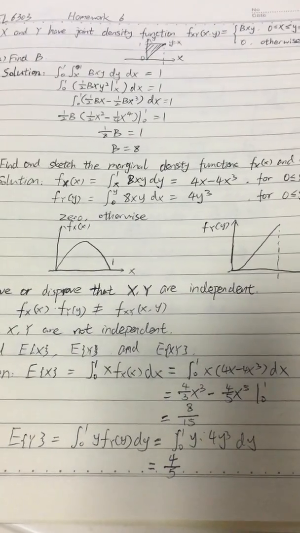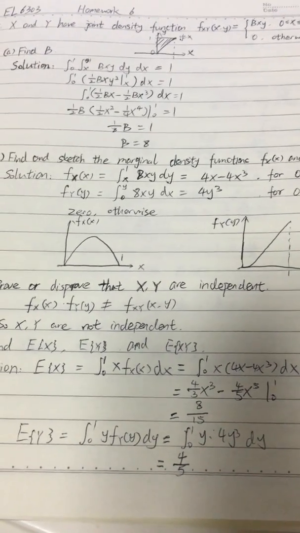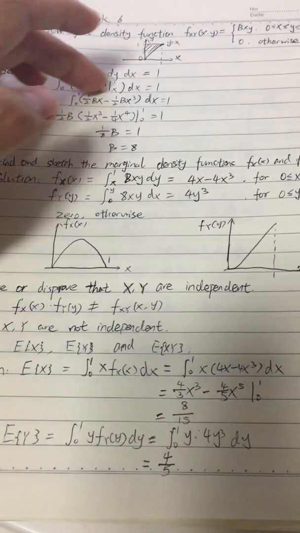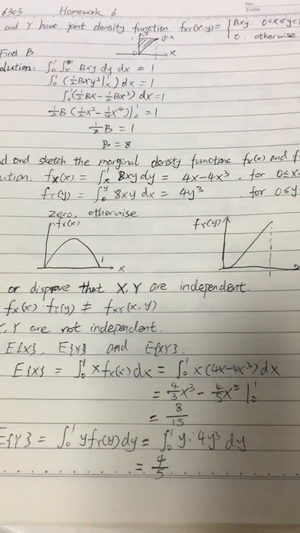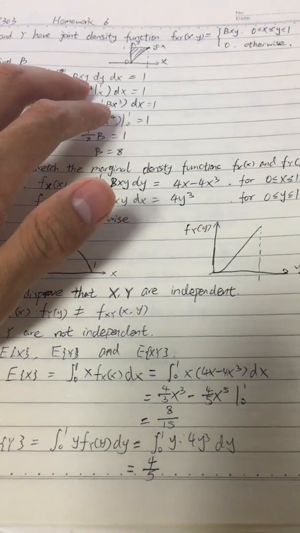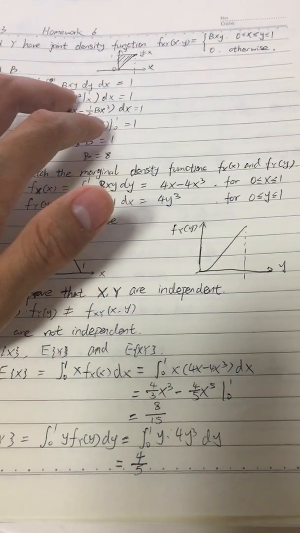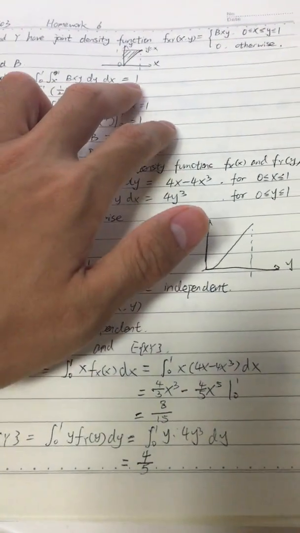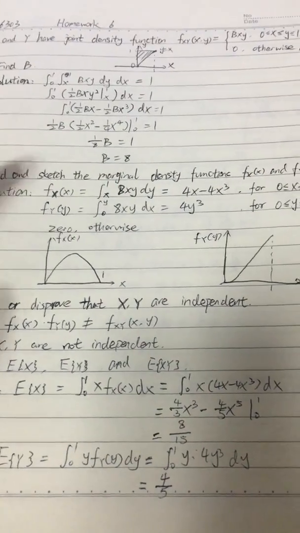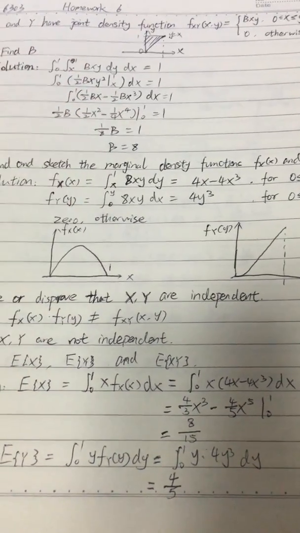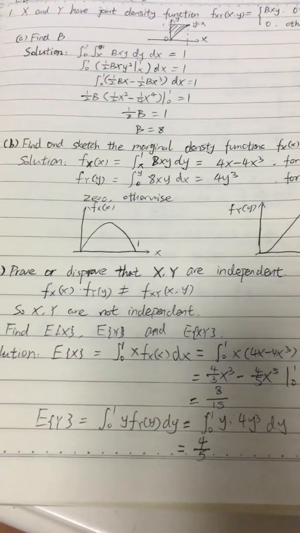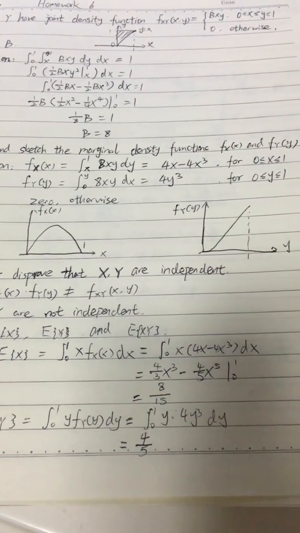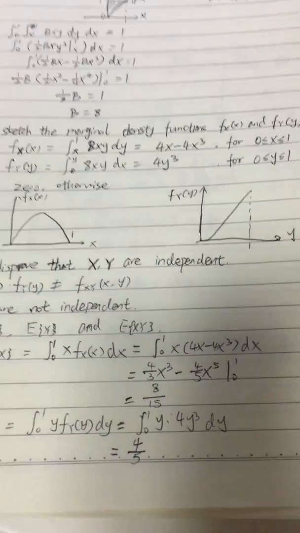Because the function is the joint density function, we can easily write this equation: the integral of this function on this area is equal to 1. So we solve out that b is equal to 8. And the second part is to find and sketch the marginal density functions fx and fy.